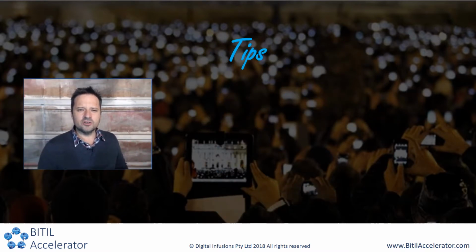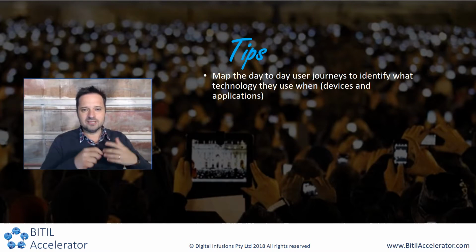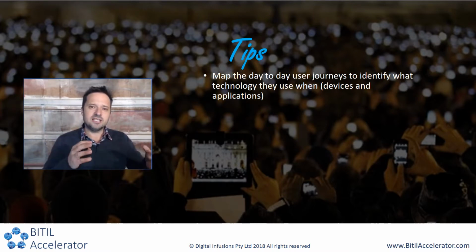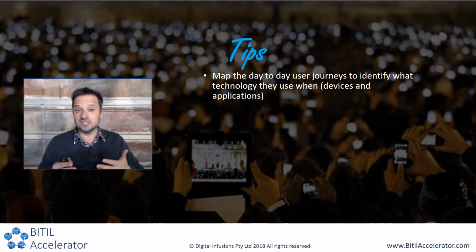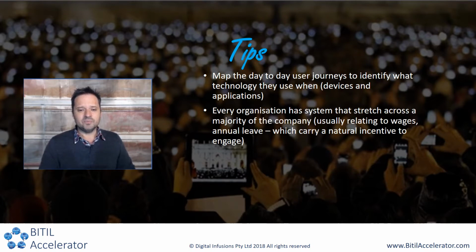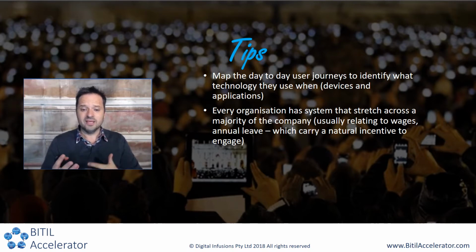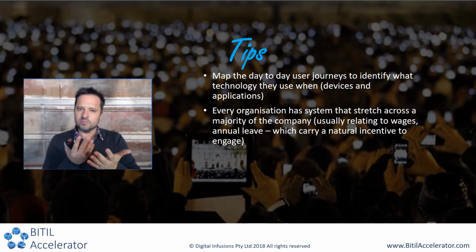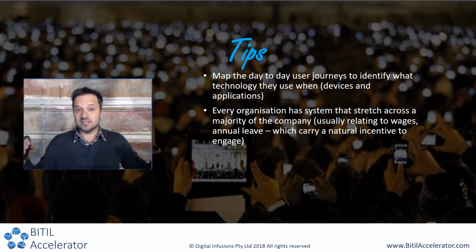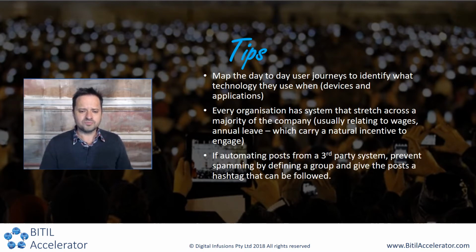A couple of tips though, as you're going through this process, map the day-to-day user journeys first, right? And identify what technologies they use when, and that's devices and applications. Once you've got that mapped, you should be able to start to see where you can actually integrate this effectively. Every organization has a sweet spot, right? That goes across the majority of the company. Usually it's relating to wages or HR or timesheets or something like that. So that has a natural incentive for people to then engage. So if you've got your social network positioned within that context, you're going to get the biggest exposure to the most amount of people.